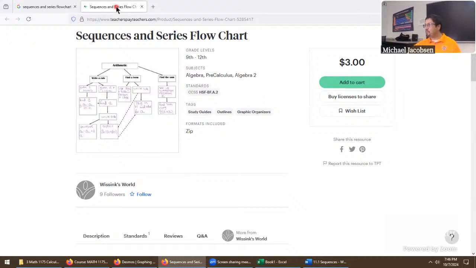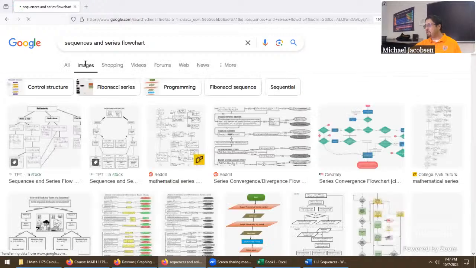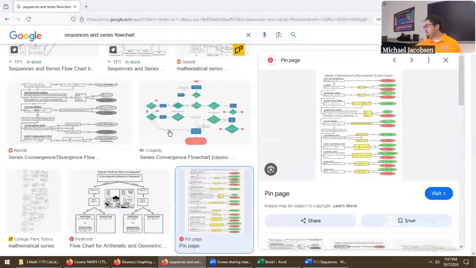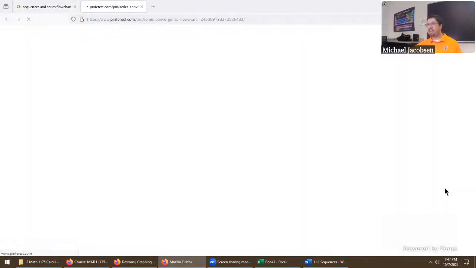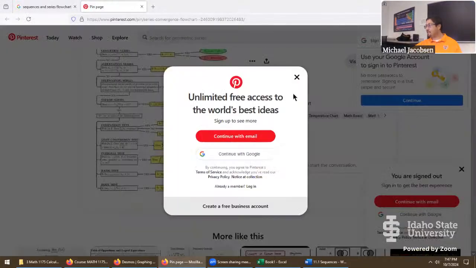That's probably not a good one. Let me see if I can do this search a little bit better. Let's go images. I was there. And I think that's the one that I actually use. That's kind of neat in a way. I actually use this one personally in this class.